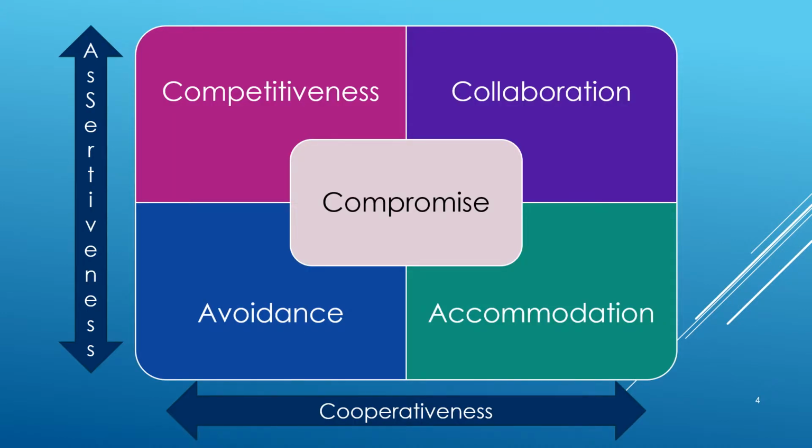All right, so here's one of those really cool charts. So we have high and low. So right here is our low level, and over here we have our high levels, okay? So now we can identify if we have high levels of cooperativeness and a high level of assertiveness, well then we're looking at a collaboration. And that's wonderful, because everybody leaves the situation feeling like they're working together as a team.